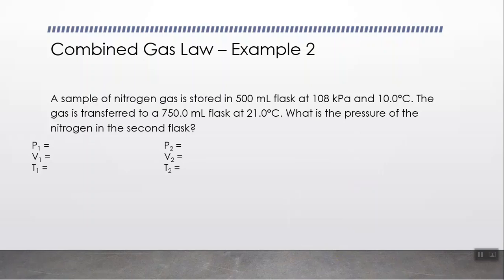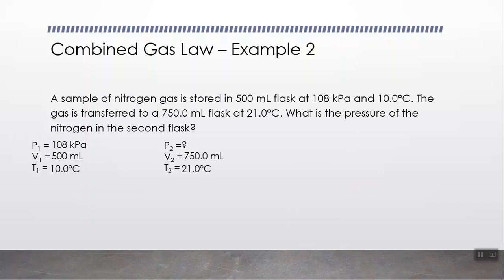So again, identify your variables, okay? 500 milliliters, that's volume 1. And this is also the reason why units are so important, especially during this topic. So 500 milliliters is the initial volume. 108 kilopascals is the first pressure. 10 degrees Celsius is the first temperature. And that gas is transferred to a 750 milliliter flask, there's our volume 2, at 21 degrees Celsius.